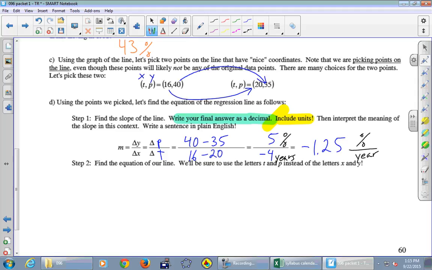And so that's -1.25%. What do you want to change? What word can we change? It's per. That's how we always interpret slope. It's always make it per. Don't say divided by. So that's -1.25% per year.